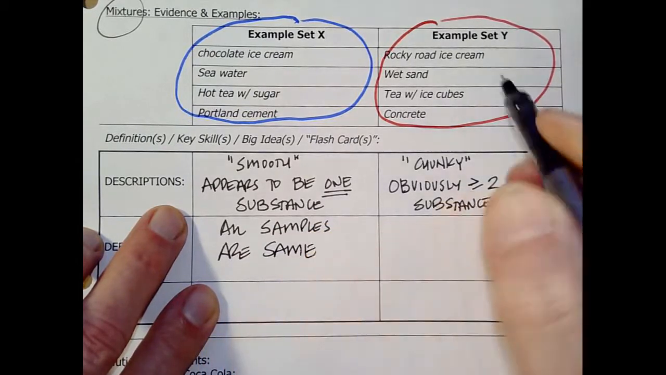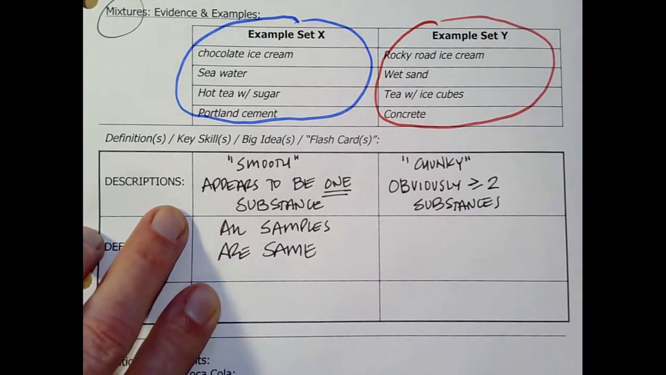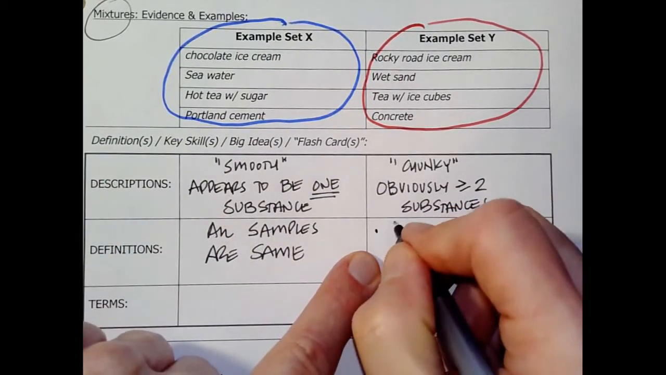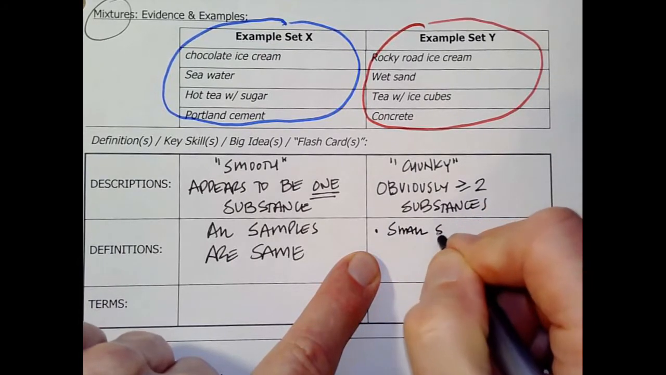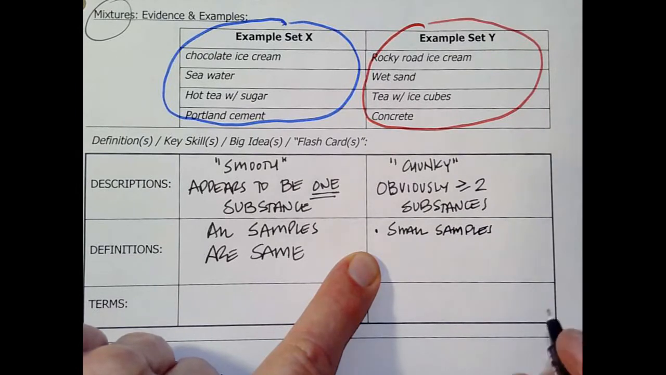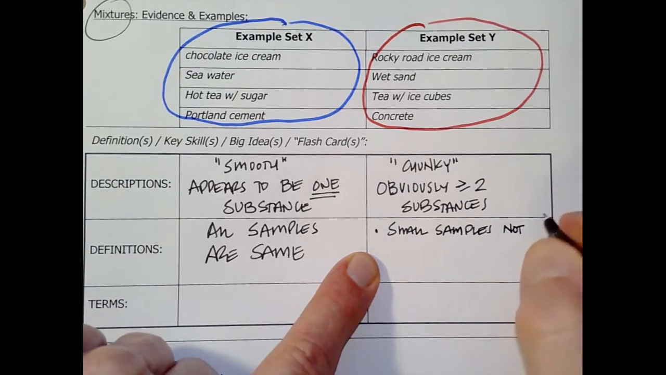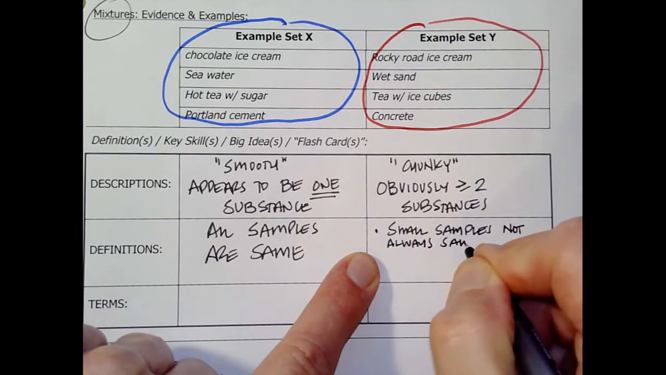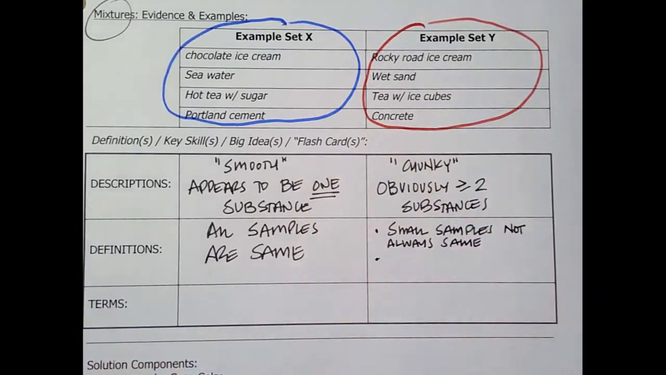However, if you think about the Rocky Road ice cream, you might get ice cream, you might get marshmallow, you might get walnut. So we could say, well, small samples are not always the same. Again, you could get a chunk of nuts, you get a chunk of marshmallow, you get a chunk of ice cream. So small samples aren't the same.